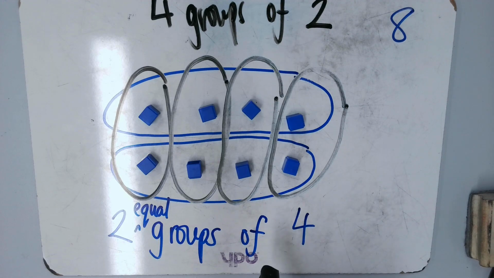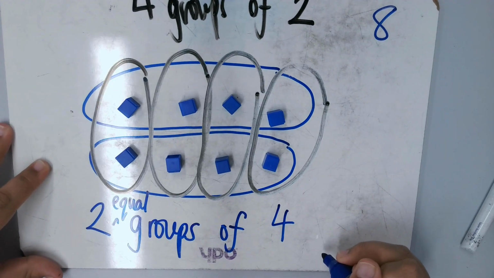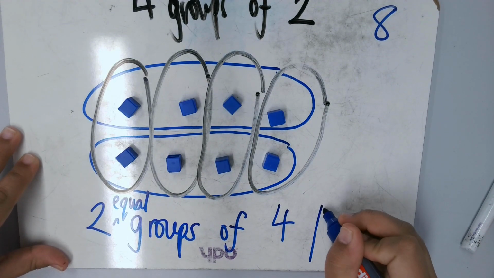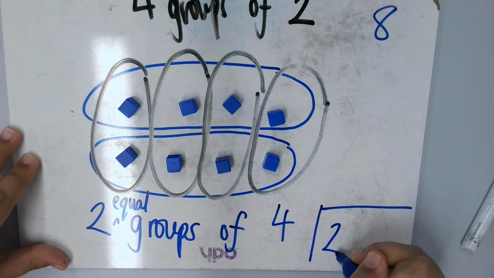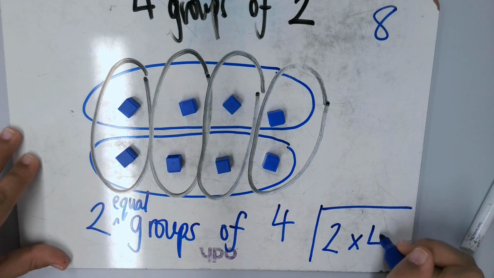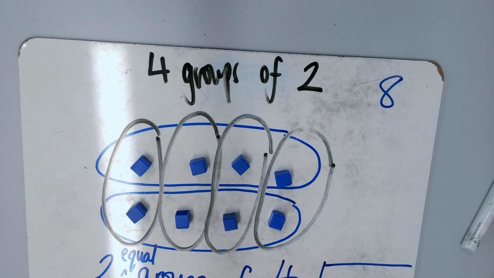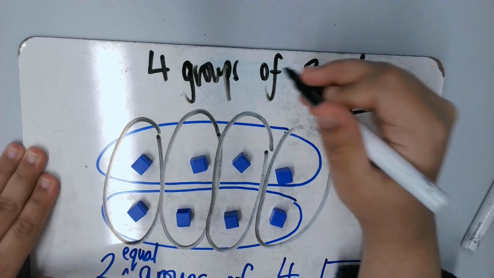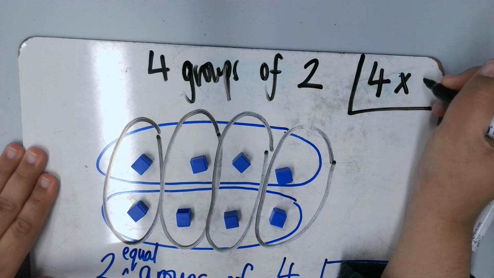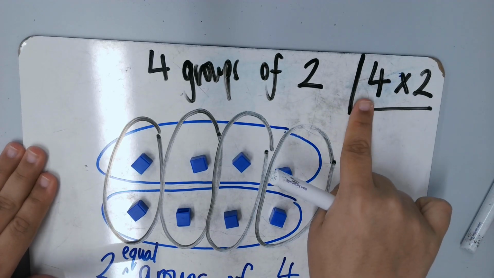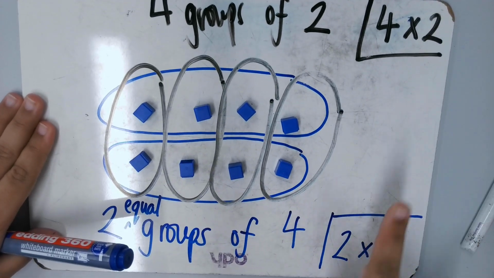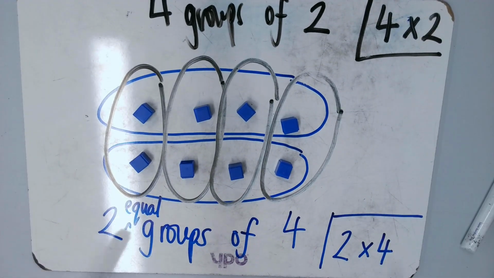There's actually another way I can write these. 2 equal groups of 4 is the exact same thing as me writing 2 multiplied by 4. In the same way, 4 groups of 2 is the exact same thing as me writing 4 multiplied by 2. The amount of groups multiplied by how many are in each group. Both of these will give me my answer.